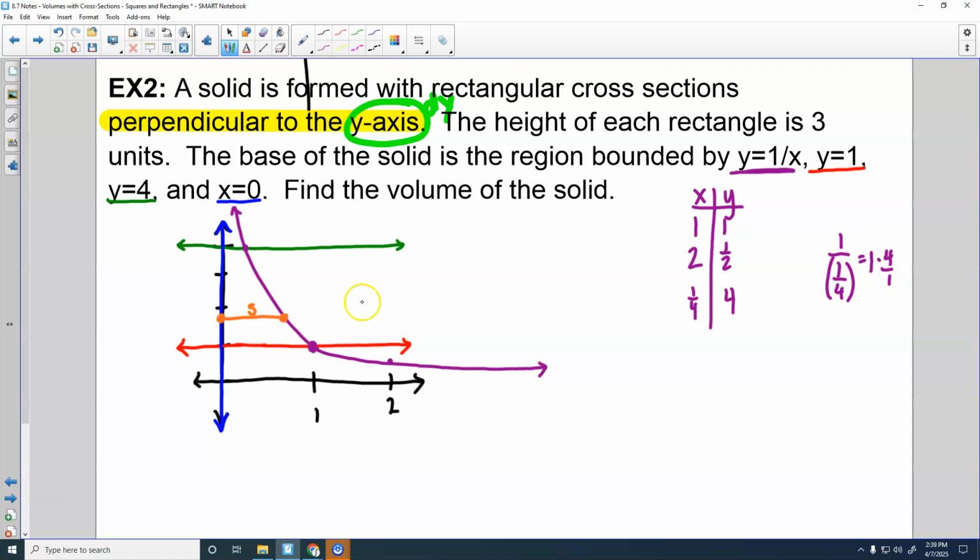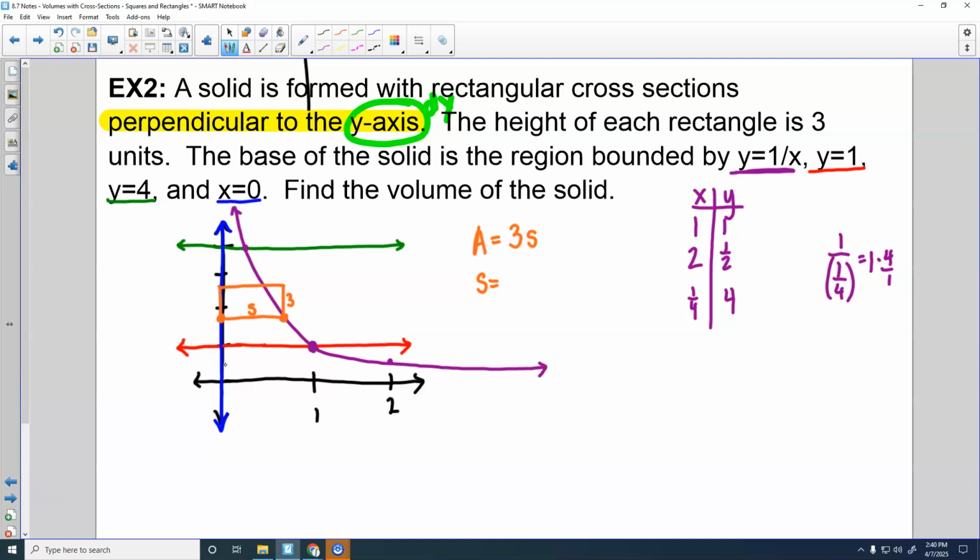So if I make me a rectangle right here, I realize the 3 here is not to scale at all. That has a height of 3, right? What is the area of that rectangle? It's 3 times S, right? Okay, I need to come up with a way of talking about S that doesn't have S in it.